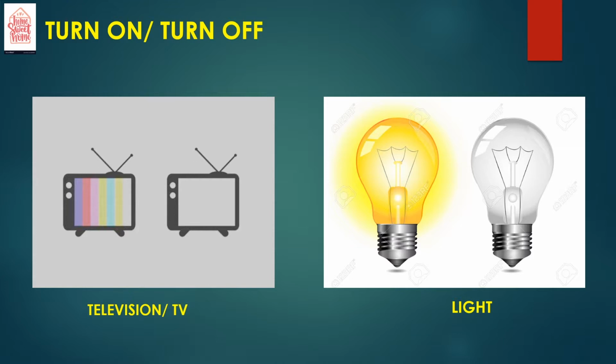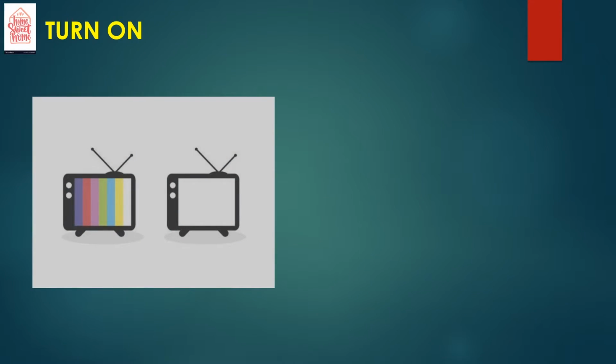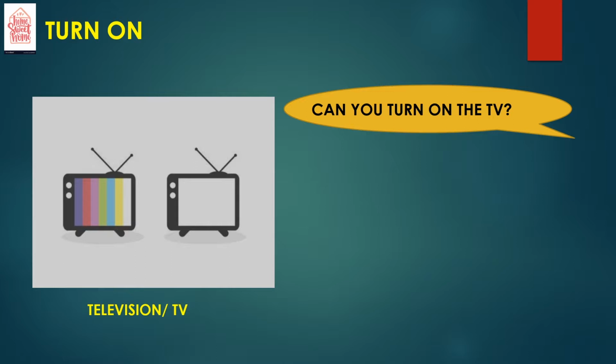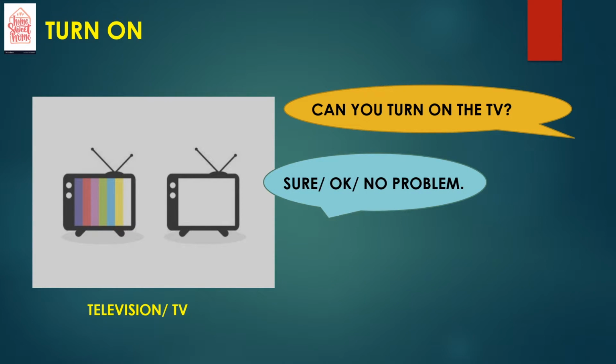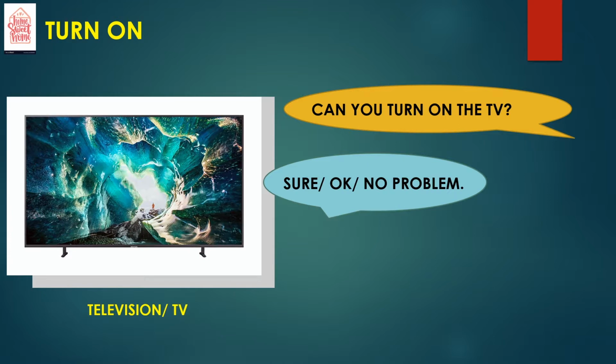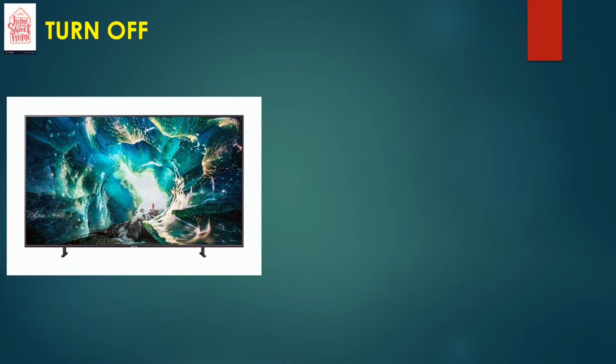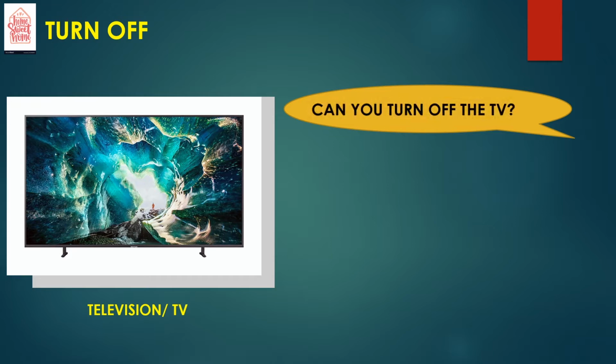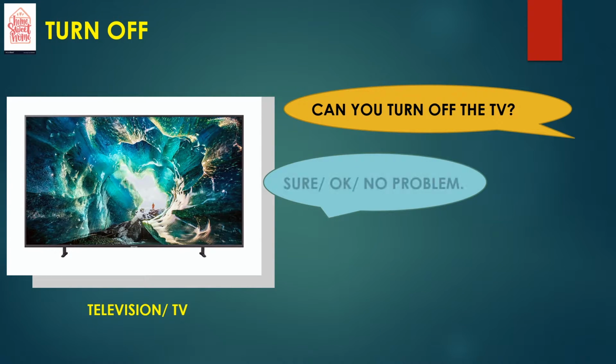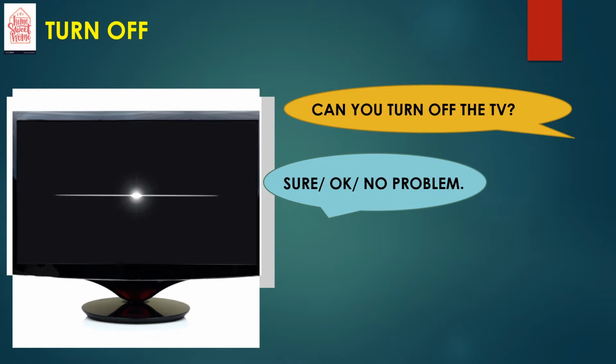How do we ask someone to turn these things on? So let's see. You can ask someone, can you turn on the TV? Sure. And your TV's on. Now, let's say you want the television turned off. You can ask the same pattern. Can you turn off the TV? Okay, and now your TV is off.